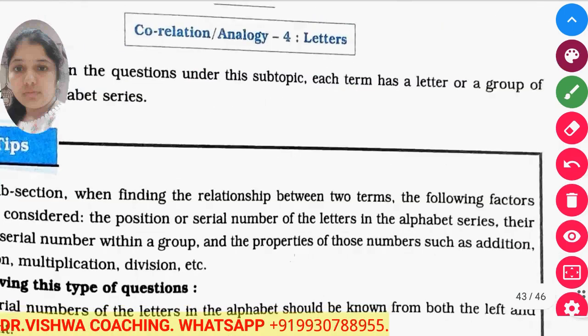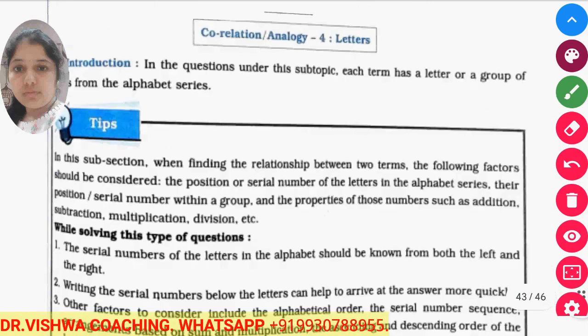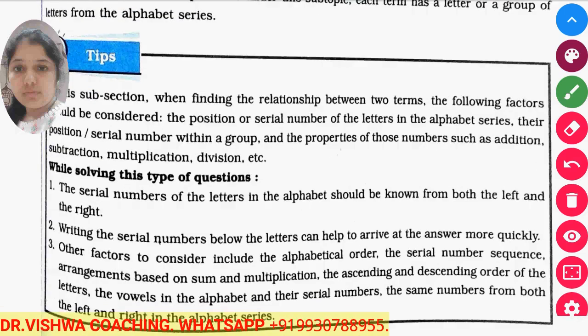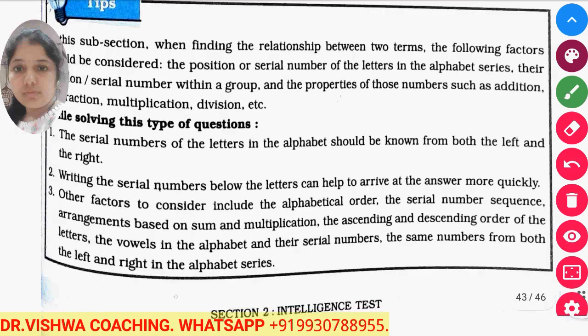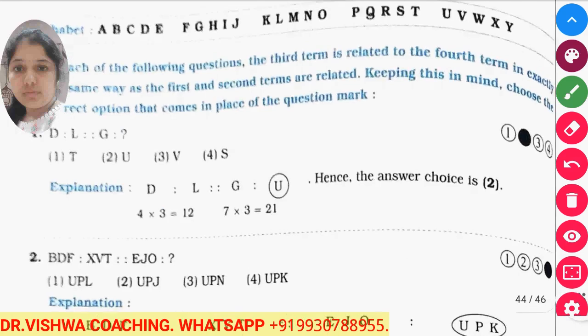Now the next pattern is based on letters. We have seen so many things that are based on letters. Before solving the questions based on letters, you must give serial numbers to the letters. You must know the numbers from the right side also and the left side also. The pattern may be based on alphabetical order, serial number sequence, arrangement on the basis of sum and multiplication, ascending or descending order, vowels, consonants, or the same number from both sides. So you must know the numbering of the letters.